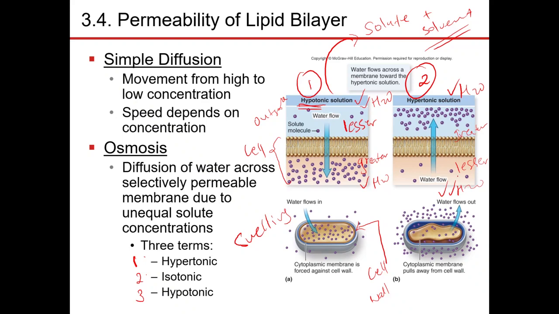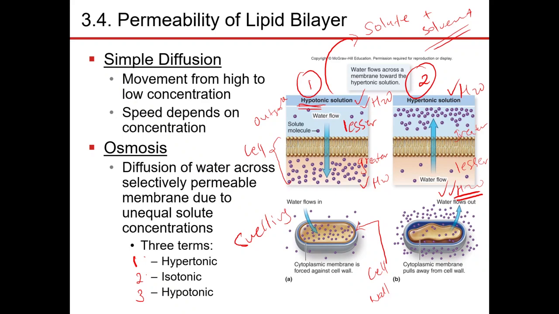Okay, so less dissolved substances means more water. More dissolved substances means less water. Because the amount of water inside the cell is greater, so I've got 2 ticks here, than outside, where I only have 1 tick, the direction of the water flow would be from inside to outside. So water starts leaving the cell.